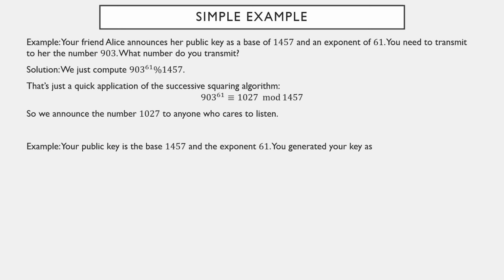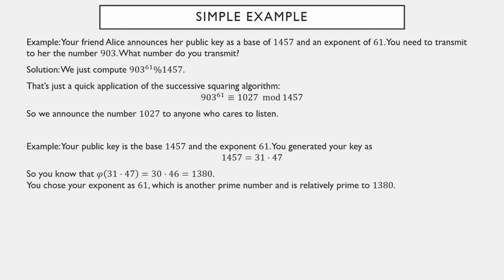Another example: if my public key is the base 1457 and the exponent 61, how did I generate my key? Well, it had to be the product of two primes, but let's suppose I actually generated this number, so I know the primes are 31 and 47. So what's my private key going to be? Well, phi of the base is going to be 30 times 46, which is 1380. I chose my exponent to be 61 because it's another prime number and it's relatively prime to 1380. So to compute my private key, I have to compute 61 inverse modulo, not the base, but modulo phi of the base. So I need 61 inverse modulo 1380.